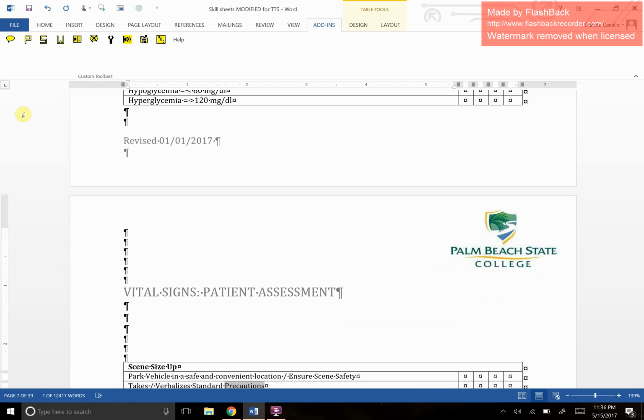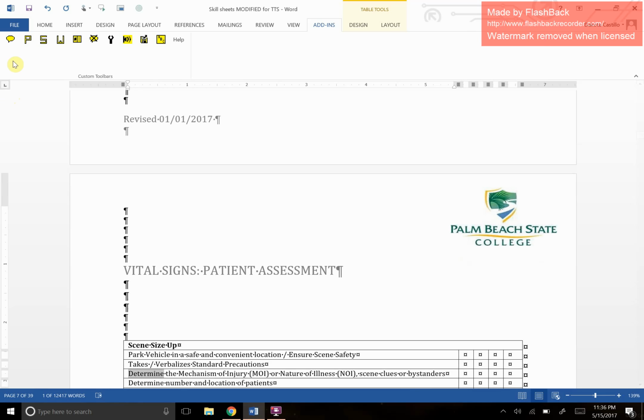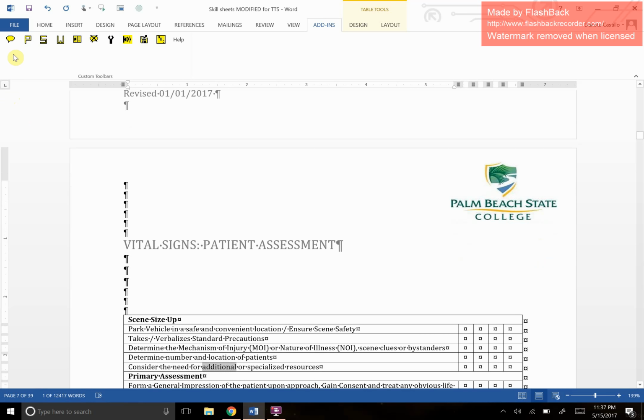Takes/verbalizes standard precautions. Determine the mechanism of injury (MOI) or nature of illness (NOI), scene clues, or bystanders. Determine number and location of patients. Consider the need for additional or specialized resources.